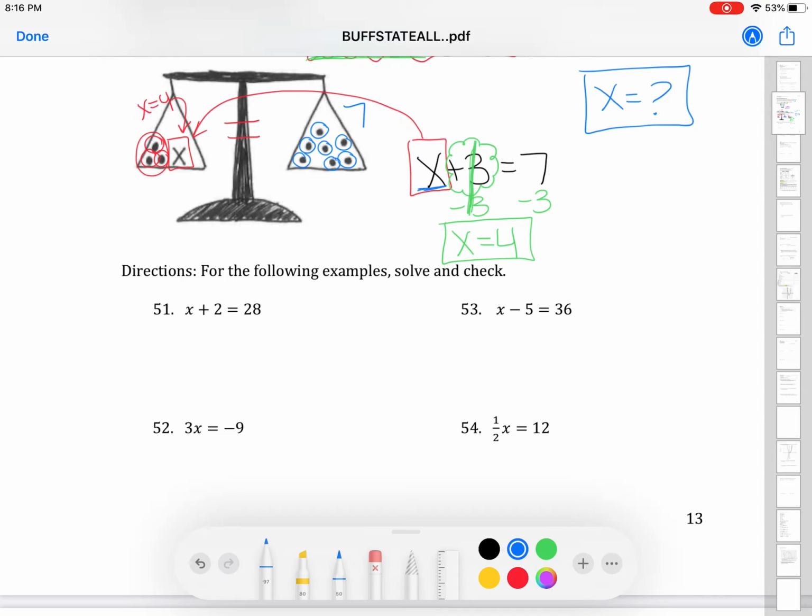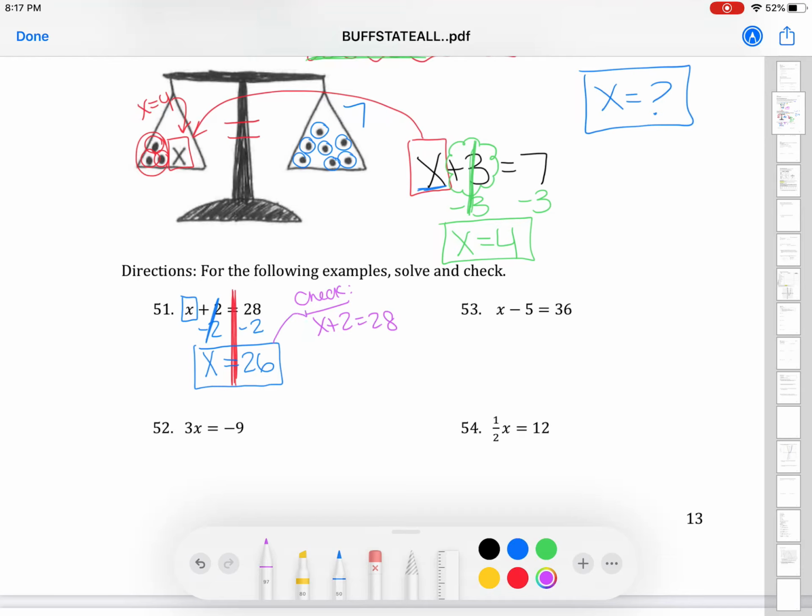Okay, so the directions for the next part are: solve and check the following examples. So for 51, I notice that I have an x. My goal to solve this equation is to get x by itself. To get x by itself, I have to get rid of the plus 2. The plus 2 is the only other thing that's on the left side of my equal sign with the x. To undo plus 2, I subtract 2, just like I did in that example I wrote above. Because 2 minus 2 is going to cancel and just leave you with an x. The equal sign comes down, and 28 minus 2 is 26. And that's your answer. We have solved it because x is by itself.